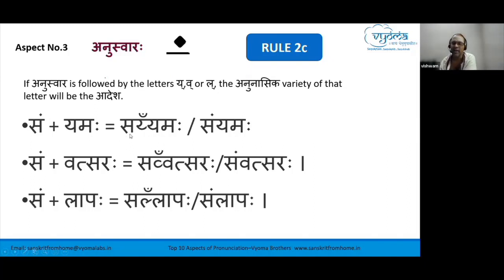Just like we saw Anuswara between two words, this is also optional. Both are correct. If any of you are attending Vedic classes, then you will know that we chant the first type, and in our shlokas both are correct actually. Okay, so these are some of the parts of Anuswara.